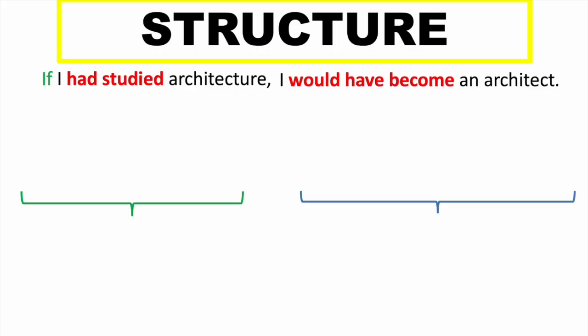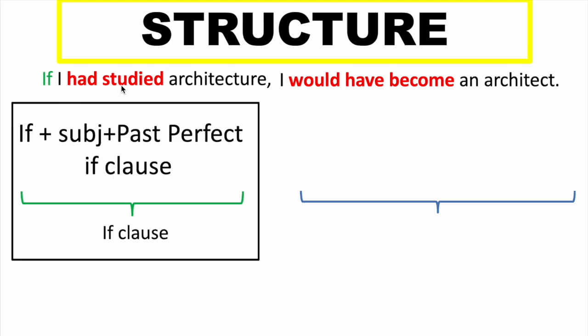How do we make this grammar? This is our previous example. This is called our if clause. In our if clause, we need if plus subject plus past perfect. If you don't remember past perfect, for all of our subjects, we need had plus past participle or third form of the verb.